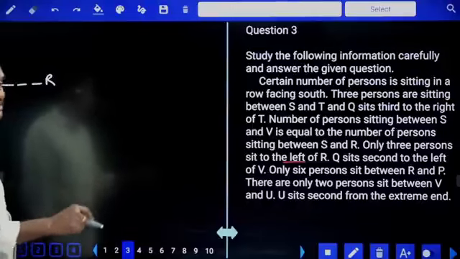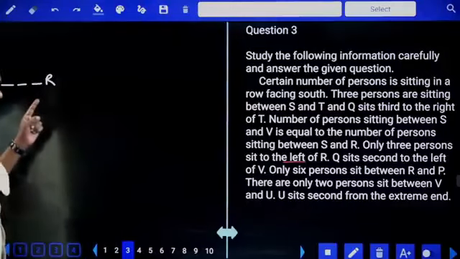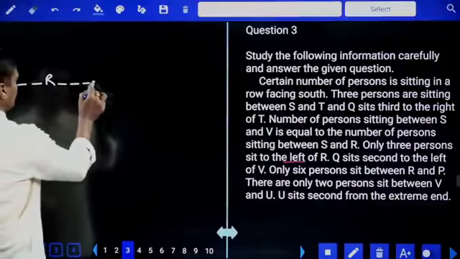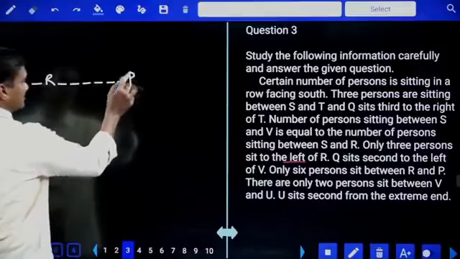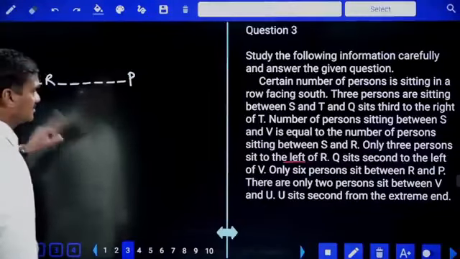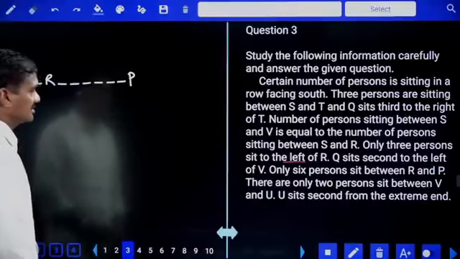6 persons between R and P. Between R and P, how many should there be, tell me? 6 persons. Now there is no chance on the left hand side, so 1, 2, 3, 4, 5, 6. Now 6 persons between R and P. And only 3 persons sit to the left of R. Q sits second to the left of V.